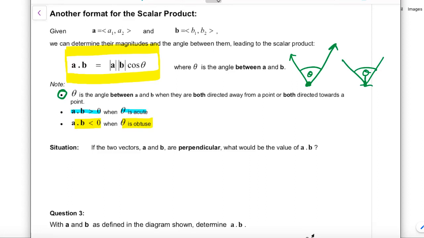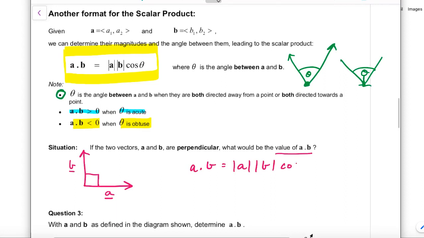So when we think about this, if we have two vectors A and B and they're perpendicular to each other, suppose that we've got vector A in this direction and vector B perpendicular, meaning the angle between them is 90 degrees. So what would the value of the scalar product between them be? If we think about this, we would say the scalar product would be the magnitude of A times the magnitude of B, times the cos of 90 degrees.